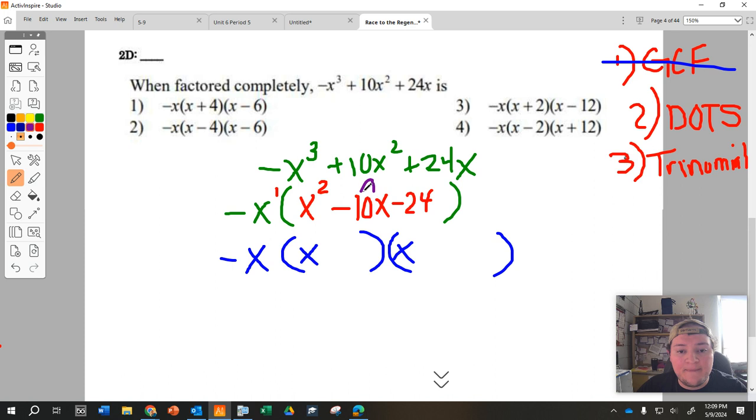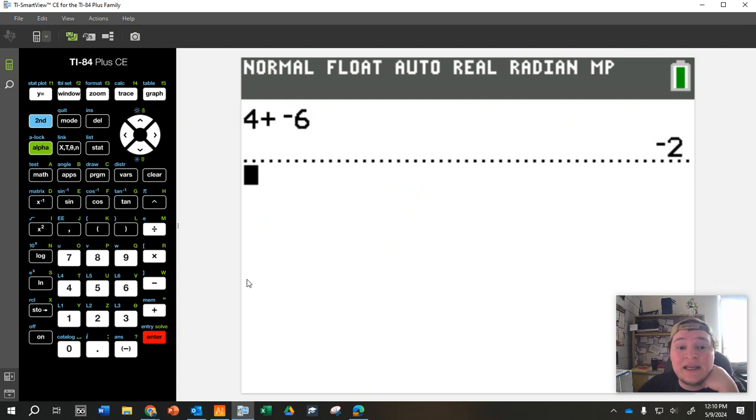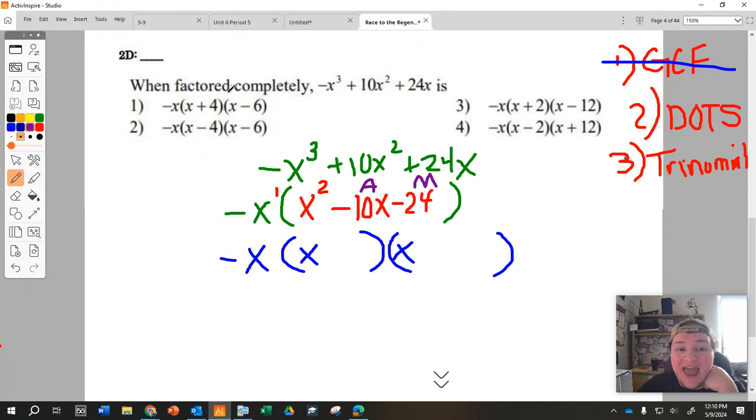So trinomial is the number game. 2 numbers that multiply to give me negative 24, but add to give me negative 10, excuse me. If you look at the 4 choices, you just have to try them out, right? Multiplies to negative 24, adds to negative 10. Look at the first choice. Plus 4, negative 6. Positive 4 times negative 6 is negative 24. Good. Positive 4 plus negative 6, though. They add to give me negative 2. I need them to add to give me negative 10. Choice 1 is gone. Remember, both conditions have to work.